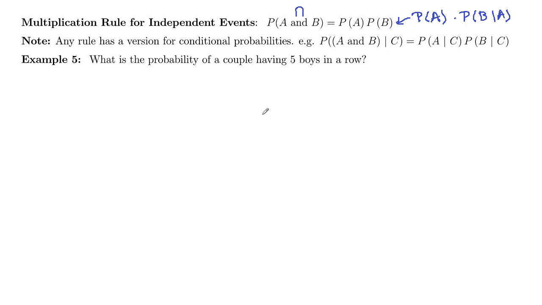So let's look at an example here. What's the probability of a couple having 5 boys in a row? Well, having a boy first, second, third, fourth, or fifth, those are all independent events. So we're trying to find the probability of a boy first and a boy second and a boy third and a boy fourth and a boy fifth.